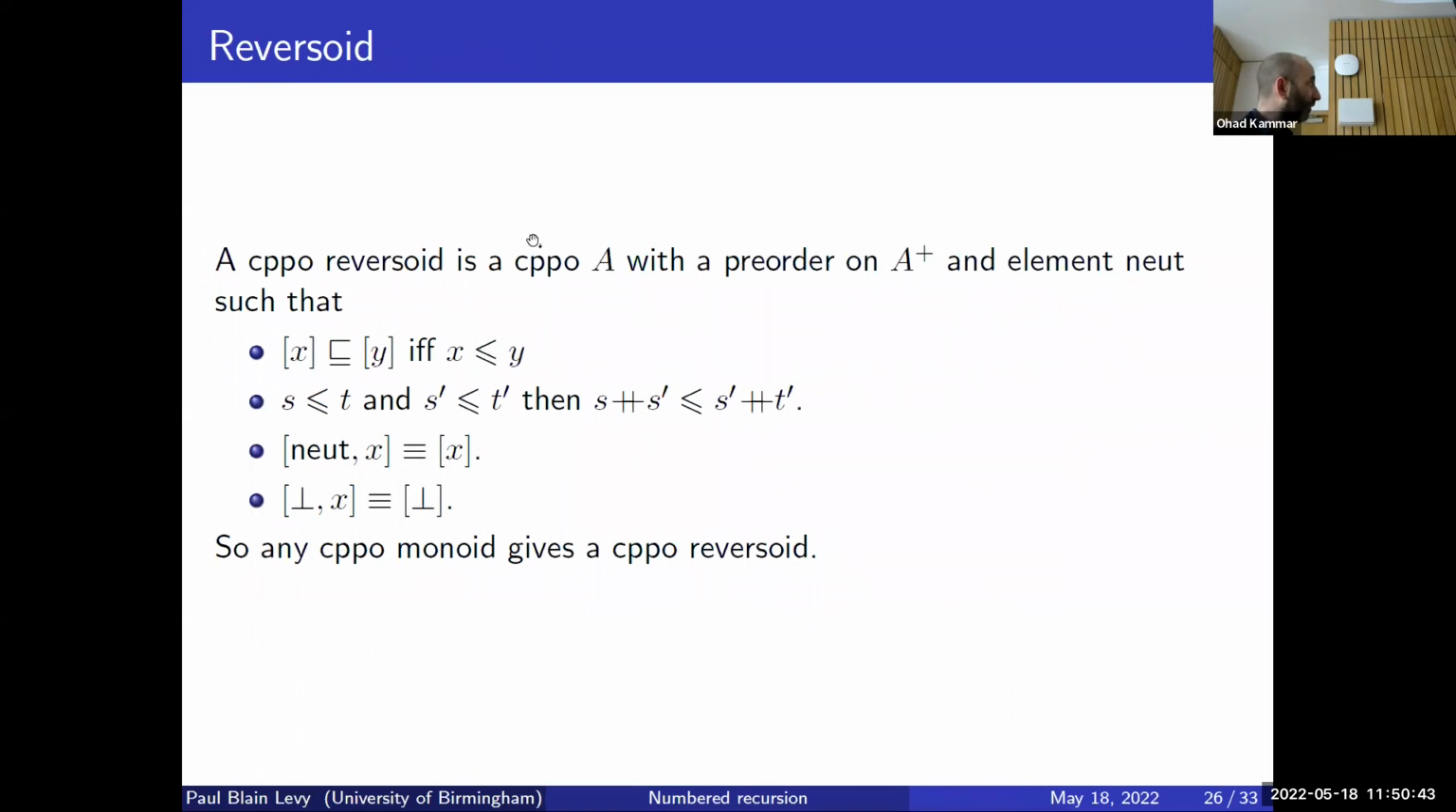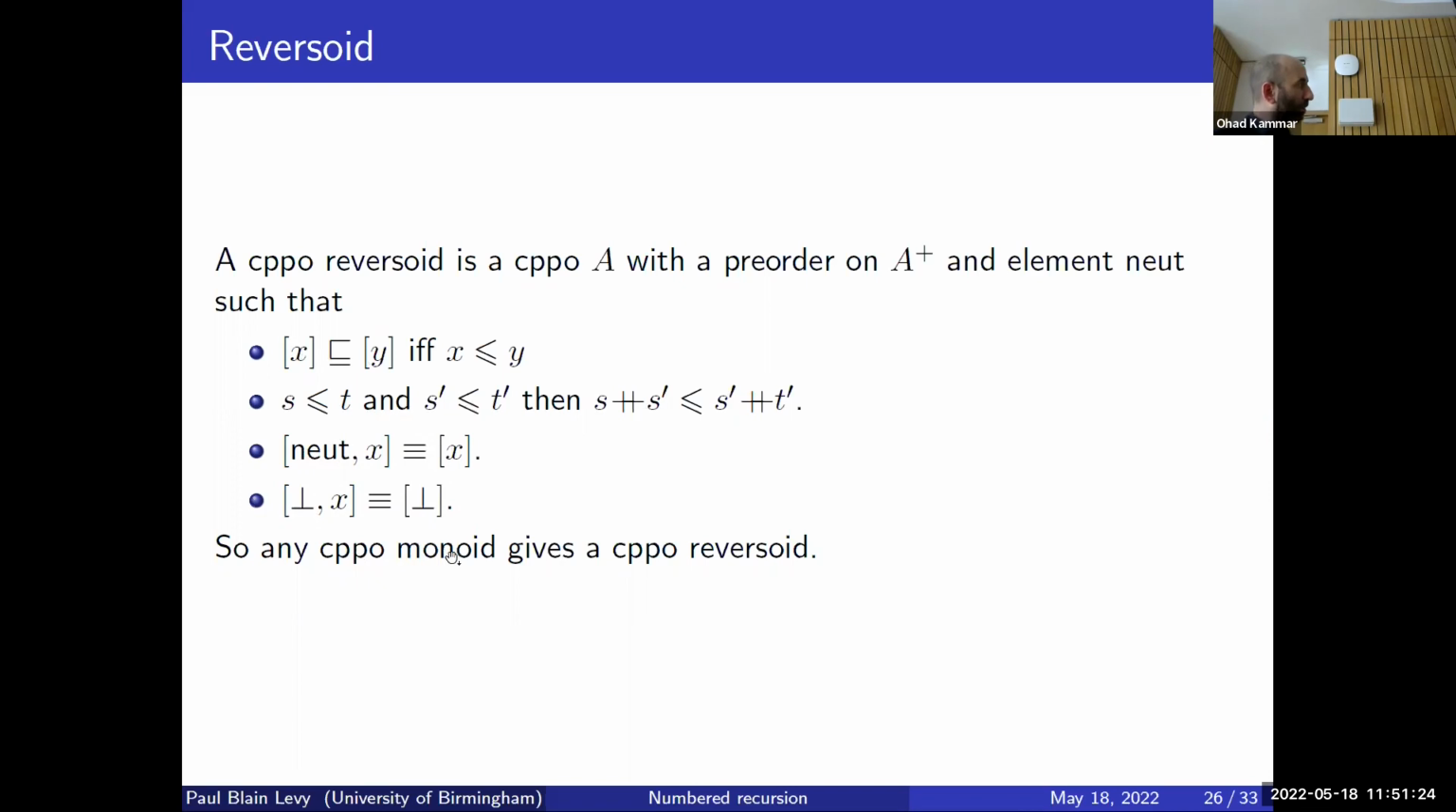And to make it a little bit more abstract, we can say that a CPPO reversoid means, we do this with posets, I'm doing it with CPPOs, right? You would have a preorder on, let's say, non-empty lists. We don't need to worry about the empty list because we've got an identity element. And what do we want to say? That on singleton lists, it corresponds to the order. That if we have two relations, then we can concatenate. Oh, I missed out the rule that says if S is below T, then the reverse of S is below the reverse of T, right? That's another one we want. And we've got a neutral element and bottom, composition with bottom gives you bottom.